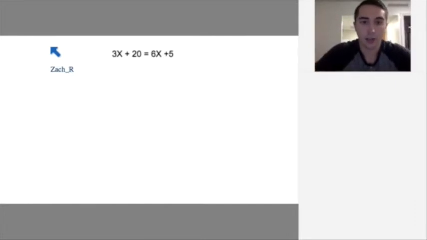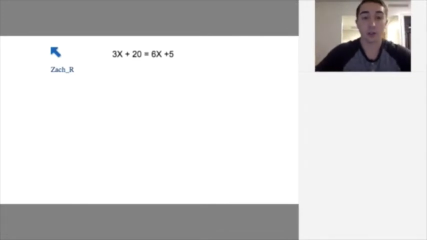So in our equation right here, we have 3x plus 20 equals 6x plus 5. The first thing we want to do in algebra is isolate the variable, because the variable is the thing we don't know. It's the thing we want to know. The variable could be anything: x, z, heart, box. It's just a placeholder for a value we don't know yet.